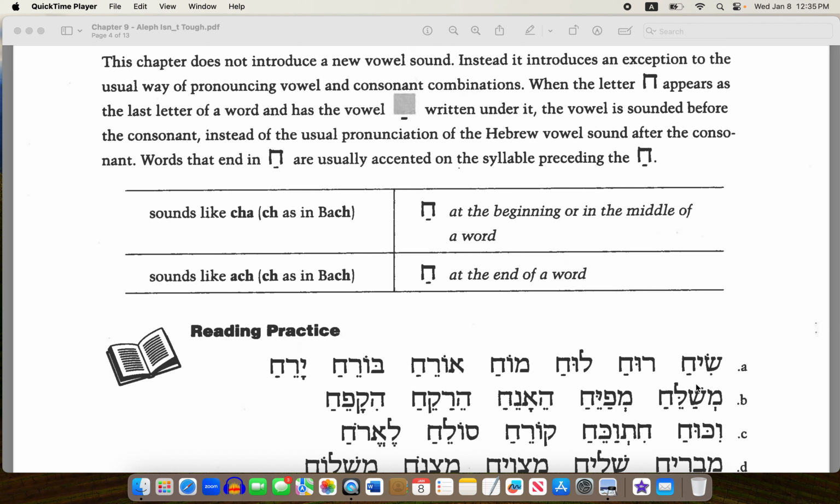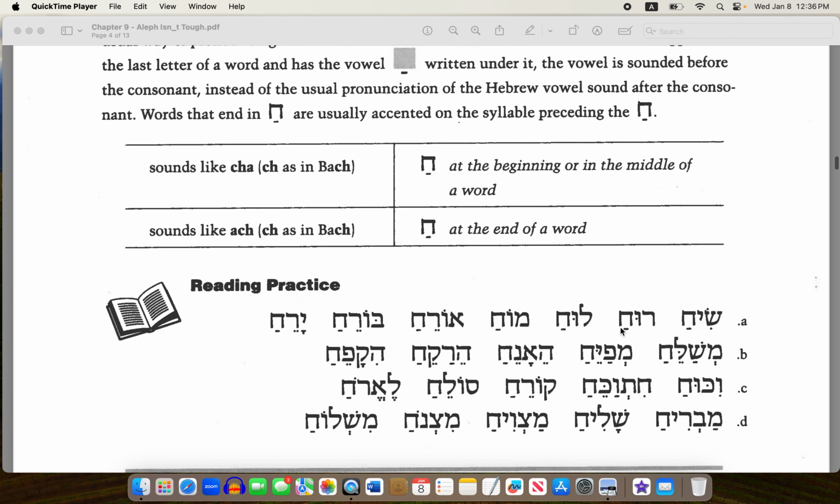So for the first one we have in line A, siach, not siach, not siyach, siach, okay? So it's not a guttural siach, and it's not with a strong yud, siyach. It's just siach. We'll keep reading. Ruach, luach, moach, oreach, boreach, yareach. Notice there's no guttural, there's no kind of y diphthong in there with a magical yud or mysterious yud that might be in there.